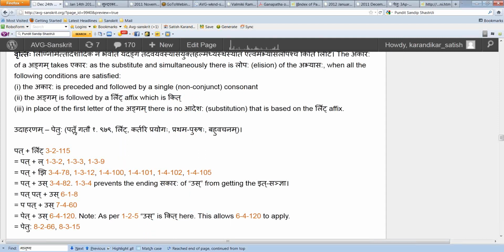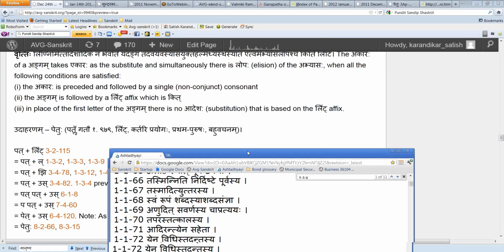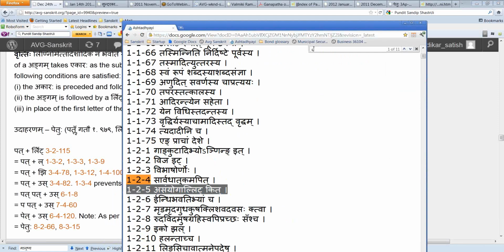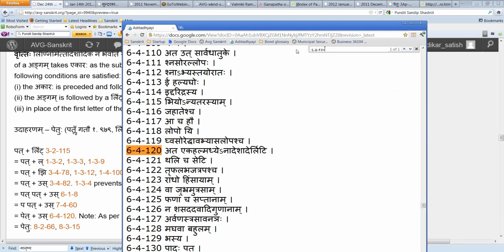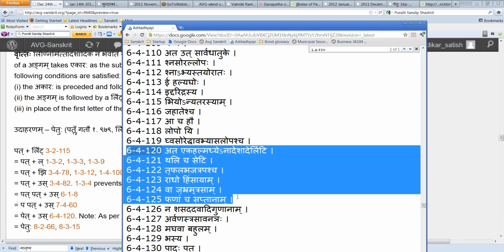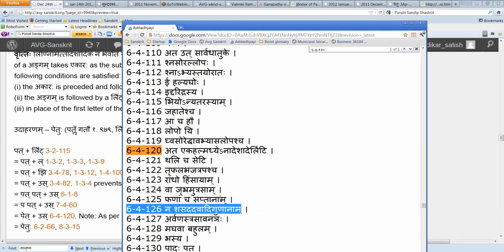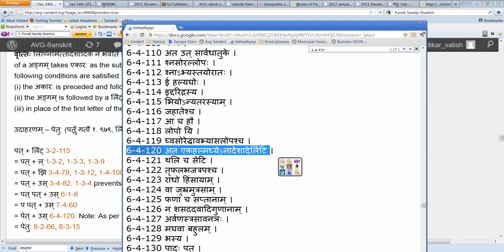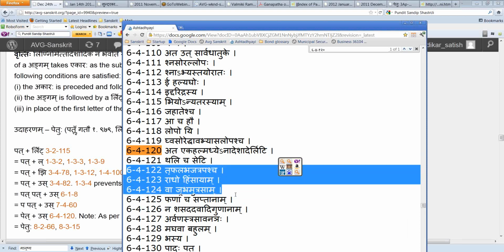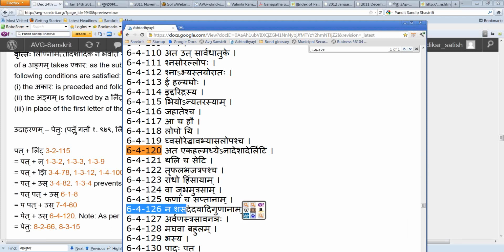Now today what we're going to see is a couple more rules in that section. That section actually goes from 6.4.120 to 6.4.126: sapta sutrani, shat vidhi sutrani eko nishedhah. There is one nishedha, and there are six rules, of which 6.4.120 is the main rule. Then there are some more down here which extend that to other cases, and 6.4.126 is the negation, which doesn't apply.